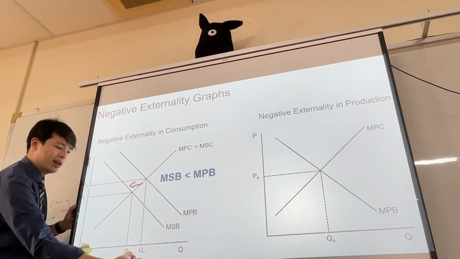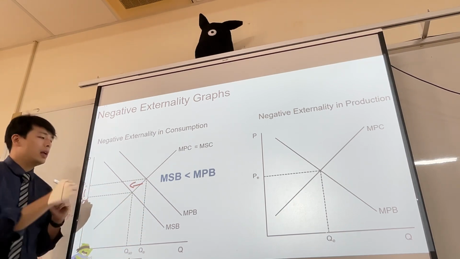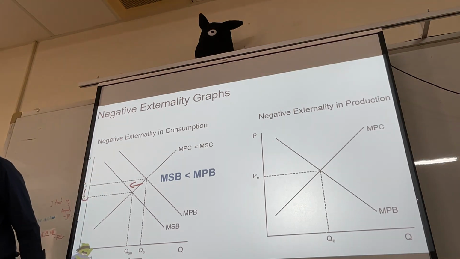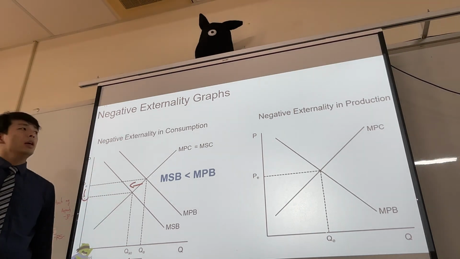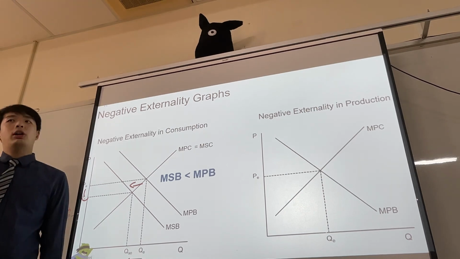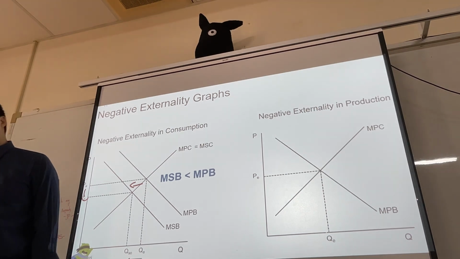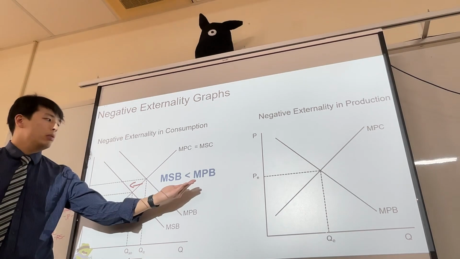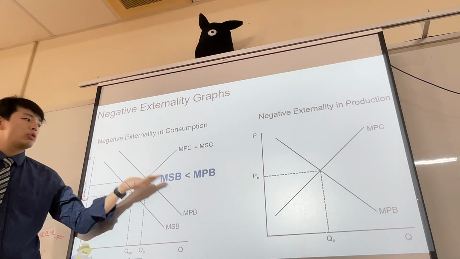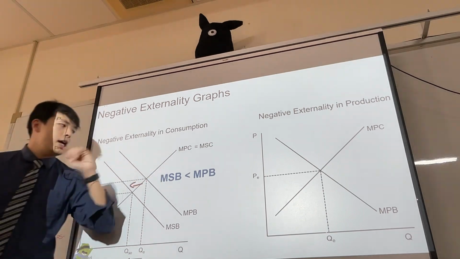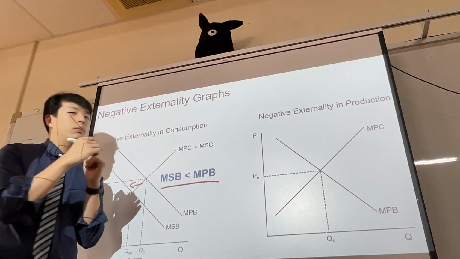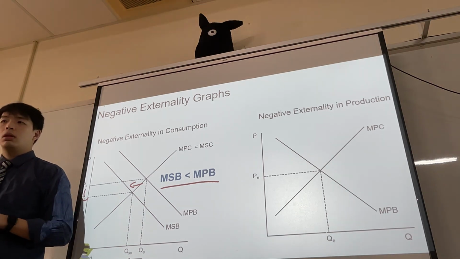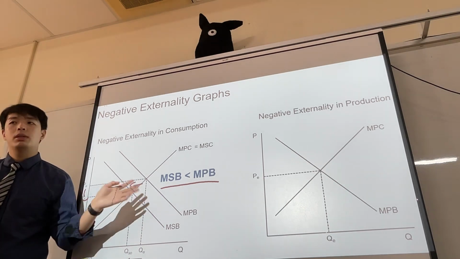Smaller. Okay, and then the formula for negative externality in consumption. Remember, consumption has nothing to do with cost. You didn't produce. So your marginal social benefits now is less than your marginal private benefits. If you produce something like bad air, that is production. We are on consumption.